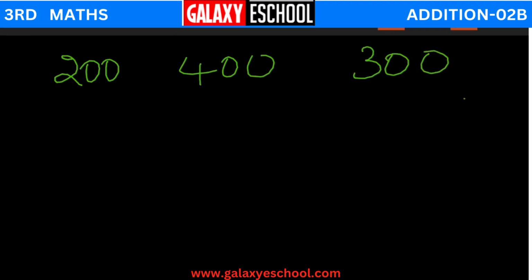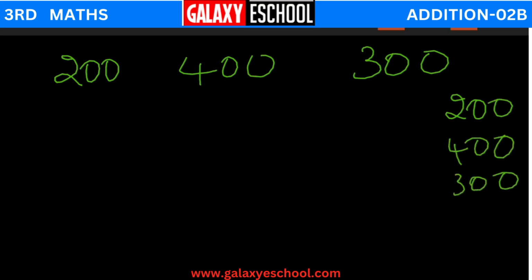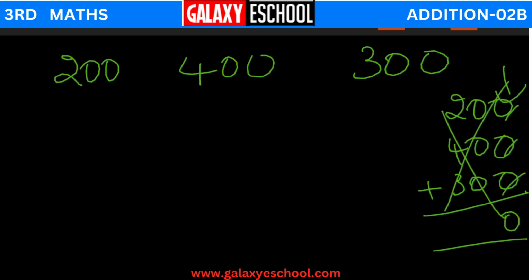Normally, how will you add this? You will write these numbers like this, one below the other, right? Then we'll put the plus sign, then we'll start from the ones place, 0 plus 0 plus 0, 0. But there is no need of this. We are seeing that all the 3 numbers are in the same groups. We are having 2 zeros in each number. So we simply write 2 zeros.